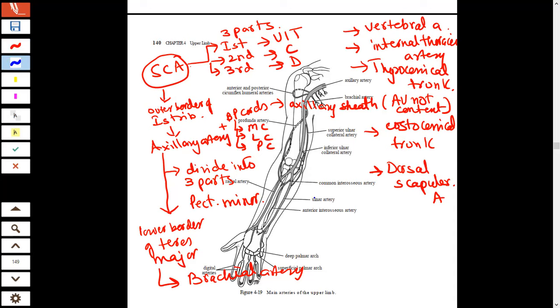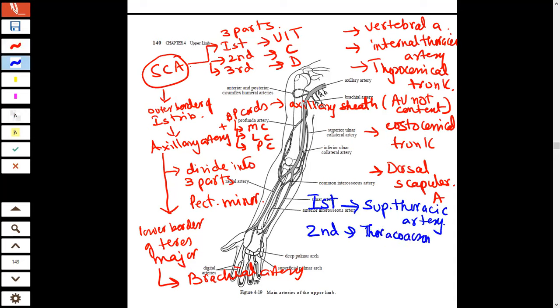Now see here. First part is giving the branch known as superior thoracic artery. It is also giving blood supply to your mammary gland. Second part is giving branches: thoracoacromial artery, and the second branch is your lateral thoracic artery. Two branches from the axillary artery.